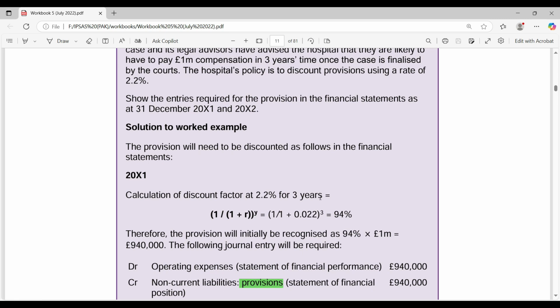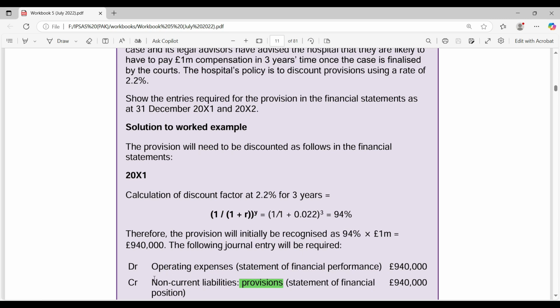Now you see that it is 94%. It means that 94% of 1 million should be placed in the financial statements. Debit to operating expenses, and operating expenses is part of the statement of financial performance. And credit to non-current liabilities. Non-current liabilities means long-term liabilities.